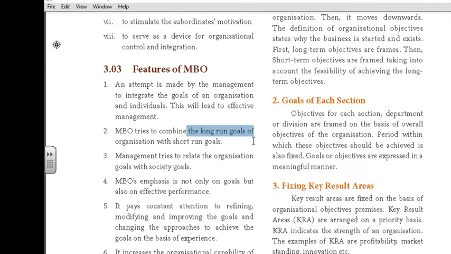Organizations with the short term goals, and it relates the organization with the society's goals.